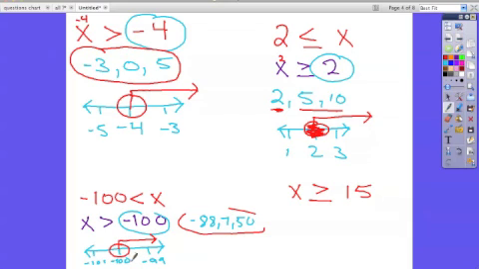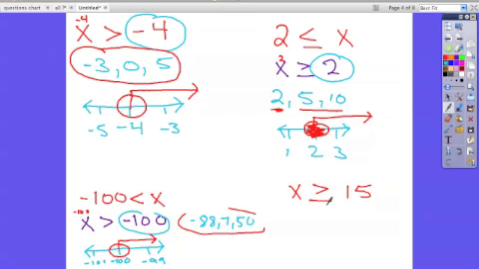Circle. Does -100 work here? If I put -100 here, -100 is greater than -100. That does not work, so I don't want to include -100 in here. So I'm going to leave that circle empty, and there's my solution. Anything pointing in this direction will satisfy or will make this true.